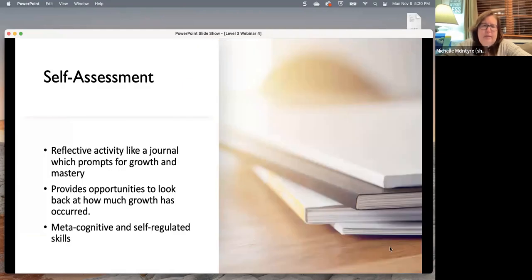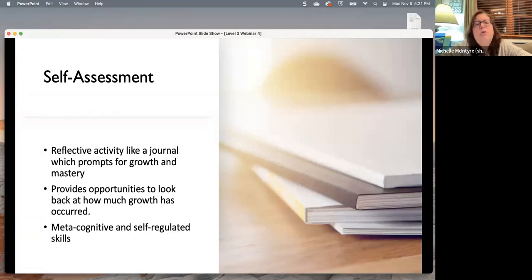And then there's self-assessments. I didn't do too much about this one. We talked about it last time about reflective work, reflective activities like a journal that prompts for growth and mastery for the students. You're talking growth mindset. I highly recommend reading Carol Dweck's work on growth mindset. If you have not read it before, it's fantastic. It really gives you a good understanding of your impact on the students, how permanent it is, which is really scary. Very good book.